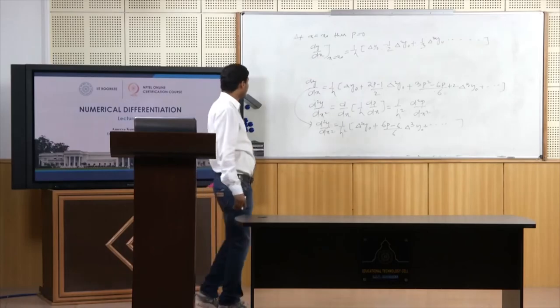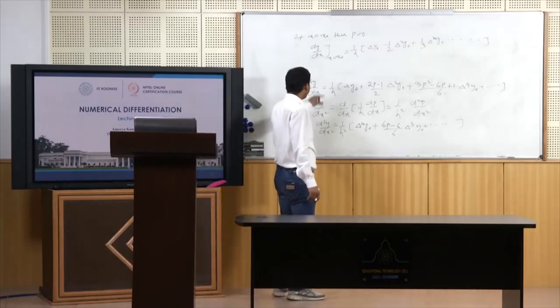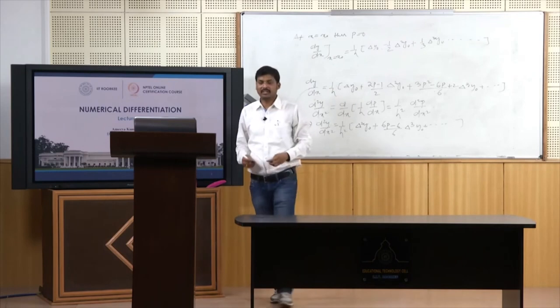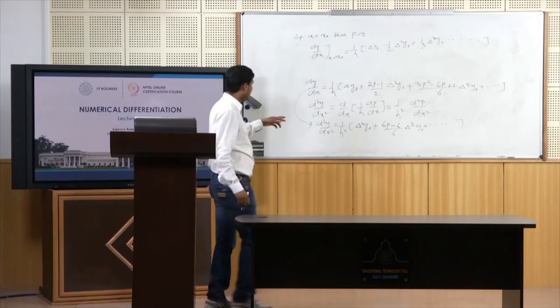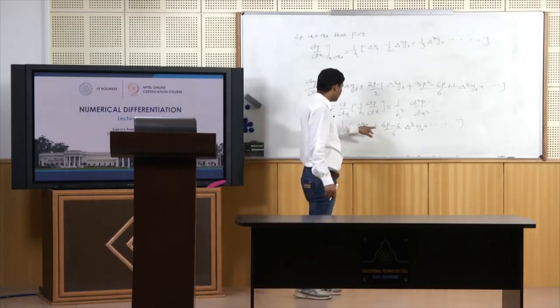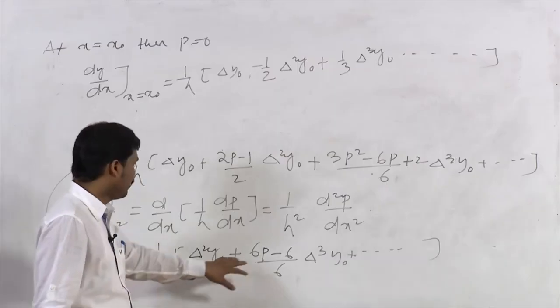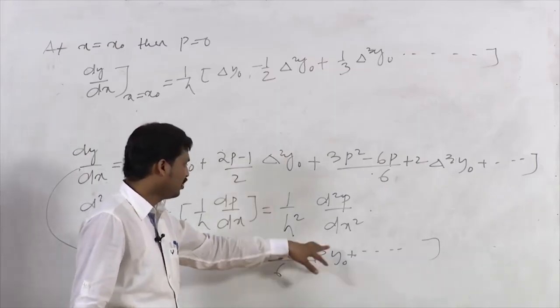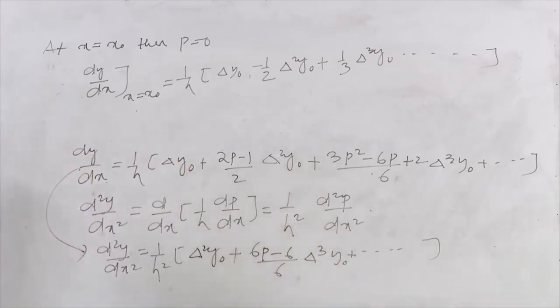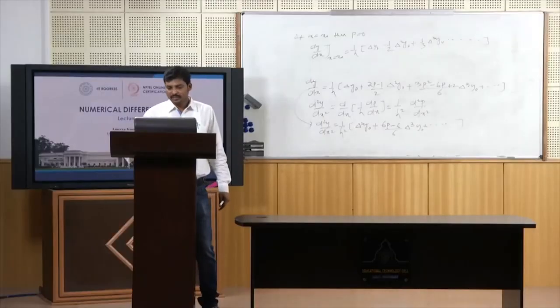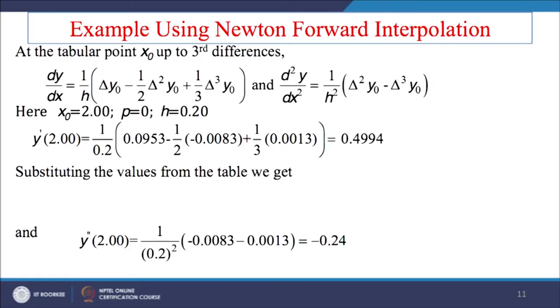Similarly, if it is asked to compute d square y by dx square at x equals x 0, then this formula can be written in the form 1 by h square, since we are obtaining p equals 0 here, del square of y 0 minus del cube of y 0 plus 11 by 12 del fourth of y 0 minus, and so on for all the other terms. All other points can be considered in the same fashion.